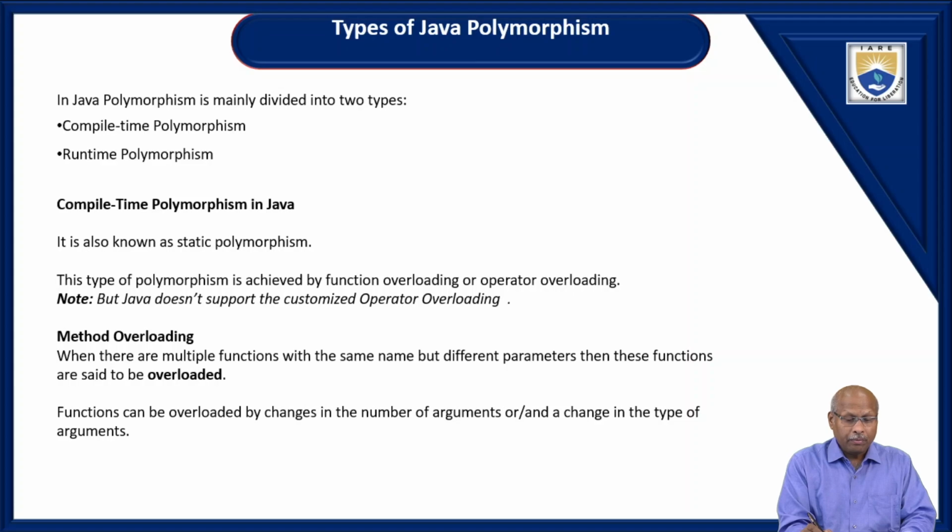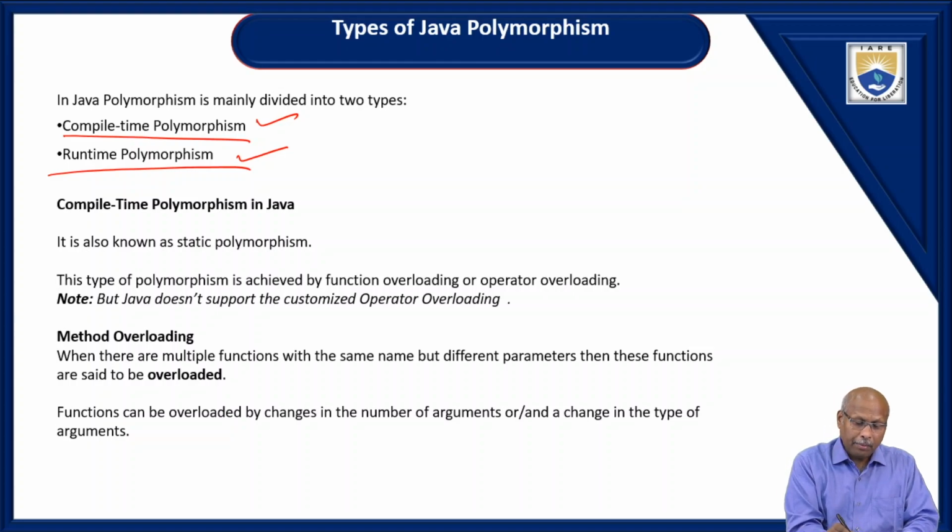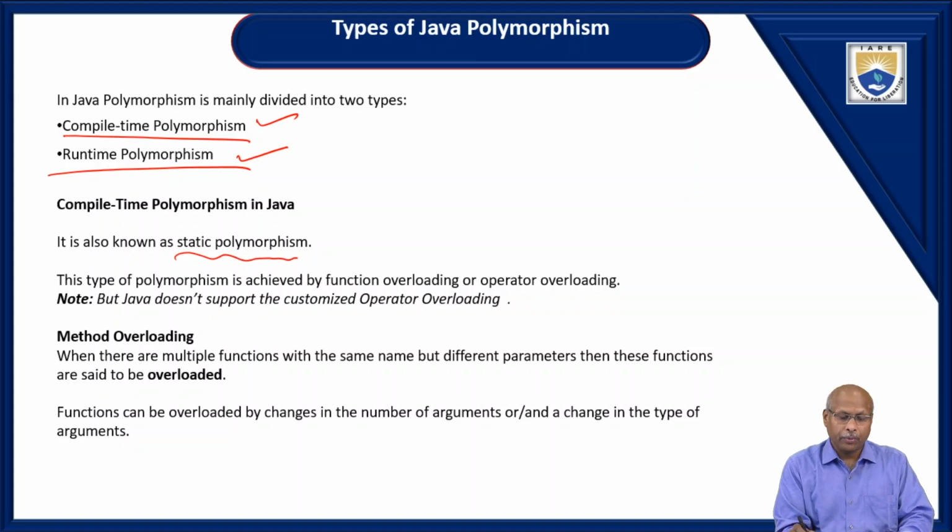In Java, polymorphism is mainly derived in two ways: compile time polymorphism and runtime polymorphism. Java supports both types. Compile time polymorphism is also known as static polymorphism. This type of polymorphism is achieved by function overloading or operator overloading. With the help of operator overloading or function overloading, you can implement static polymorphism.